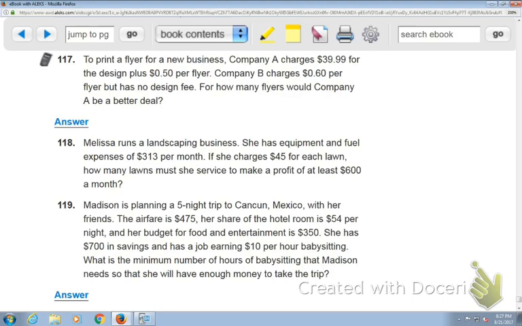Now, just some very basic business. Let's talk revenue. Revenue is the money you take in, right? So how much money do you make? Well, she's going to make $45 for every lawn. So in general, revenue is price times X. If she mows one lawn, she's going to make $45. If she mows 2 lawns, she's going to make 45 times 2, which is $90.